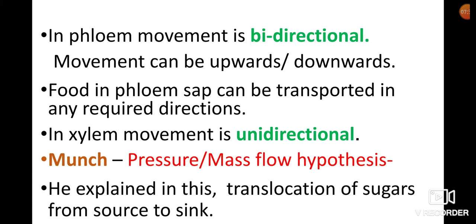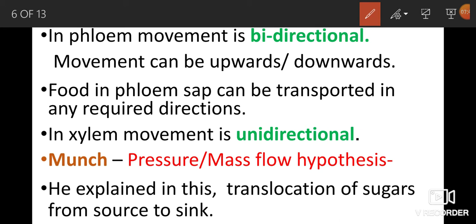So in phloem, movement is bidirectional. Phloem is nothing but food conducting tissue. It is a complex tissue. In that phloem, the movement of food materials or substances is a bidirectional process. The movement can be in an upward direction or a downward direction. That is a bidirectional process in phloem.